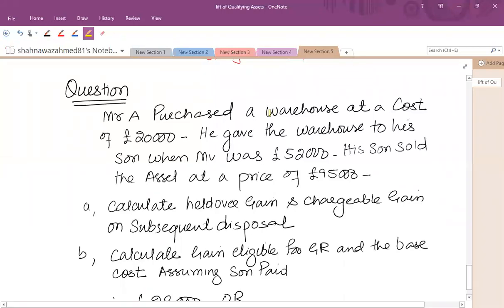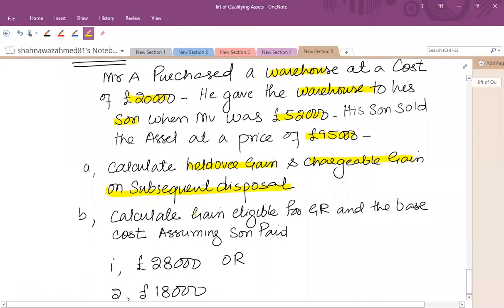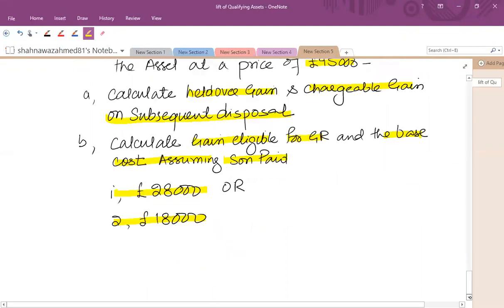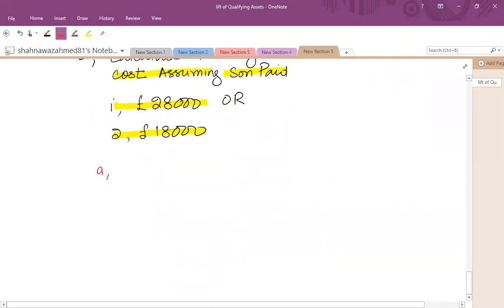Mr. A purchased a warehouse at a cost of 20,000. He gave the warehouse to his son when the market value was 50,000, outright gift. He then sold the asset at a price of 95,000. Calculate held over gain and chargeable gain on subsequent disposal by his son, and calculate gain eligible for GR, gift relief, and the base cost, assuming his son paid 28,000 or 18,000. So in part B, we have assumed that a sale has taken place. So let's solve part A first. Assume it's an outright gift.